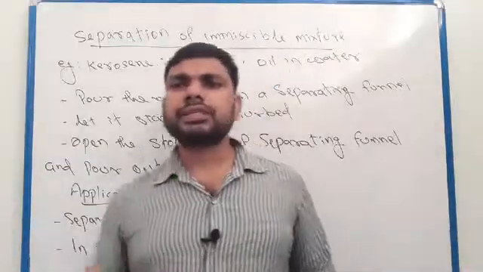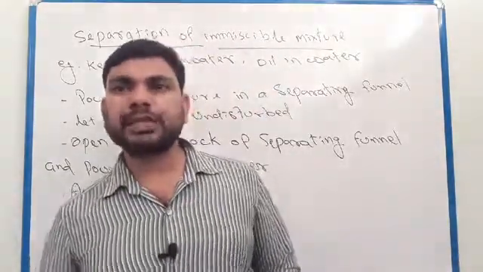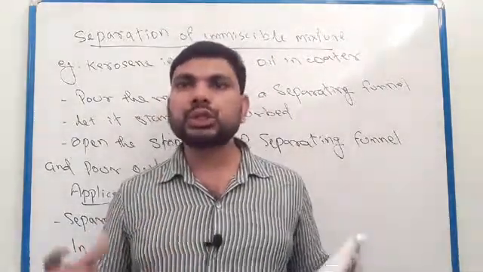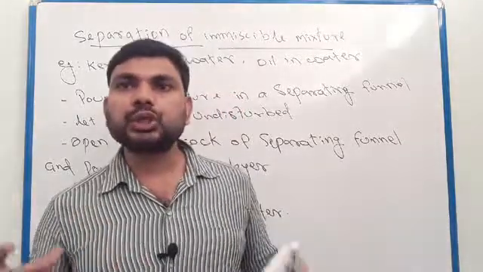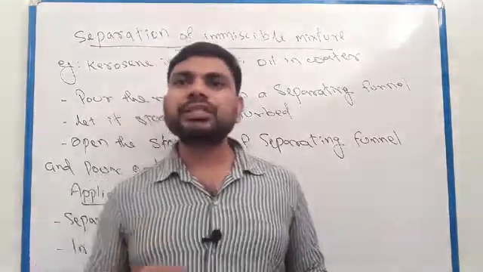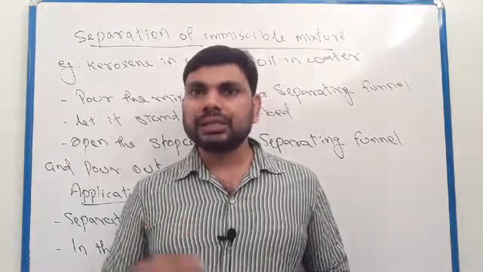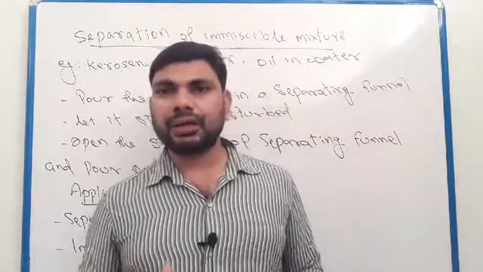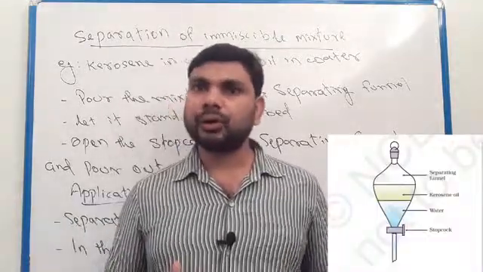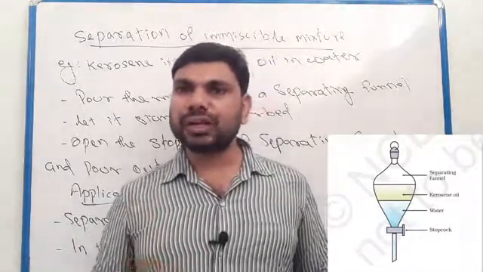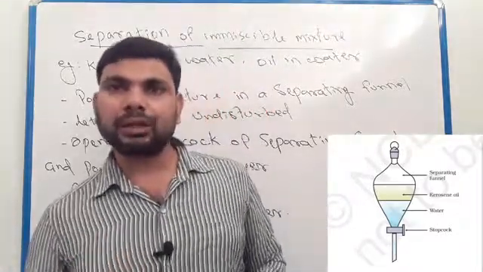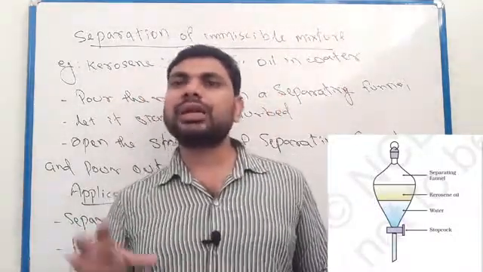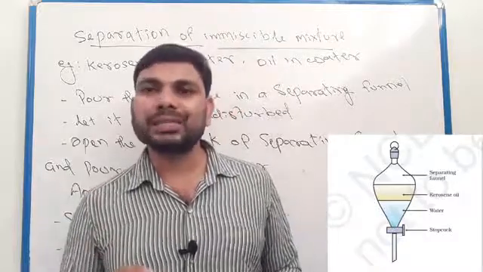One we have to discuss here is the separation of immiscible mixtures. Immiscible liquids mean two liquids that do not mix with each other. Such liquids are called immiscible liquids. This mixture can be separated with the help of a separating funnel. You can see the separating funnel here. We can use this type of funnel to separate immiscible liquids. Examples are oil in water and kerosene in water; they do not mix with each other. These are called immiscible liquids.